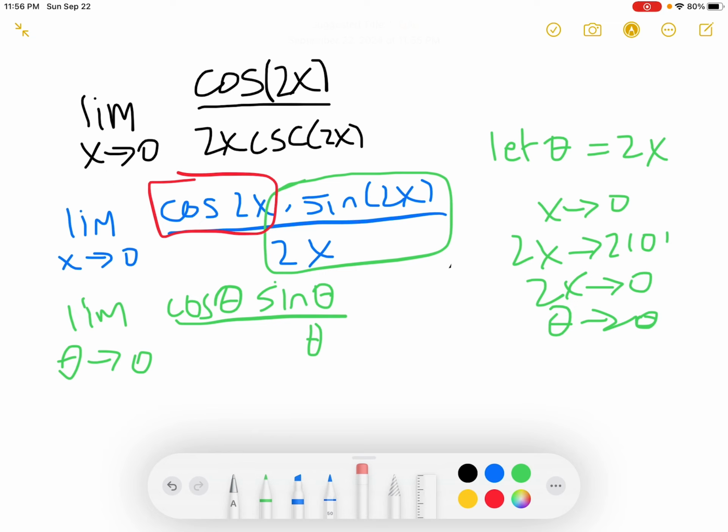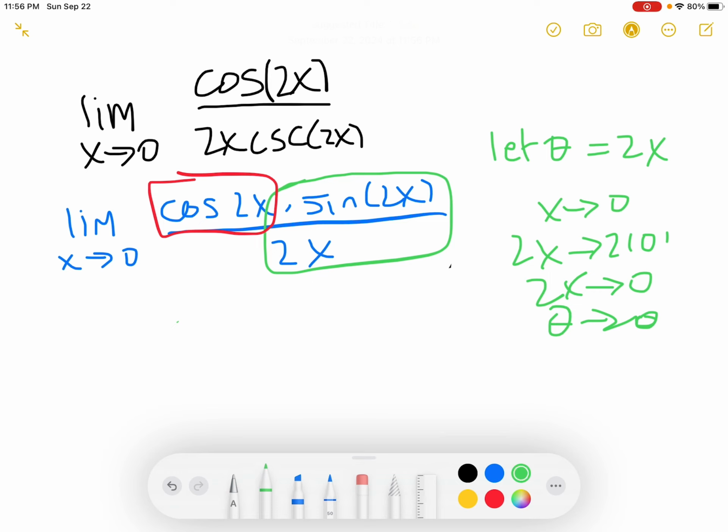No, I'm sorry, that's actually wrong. I made a mistake there. So the cosine is not included in this part, so that's where we're going to have to take 2 limits and just know our multiplication that we can do that.